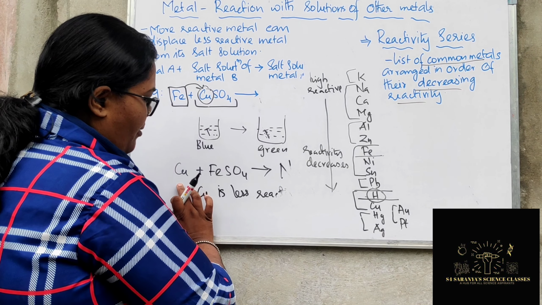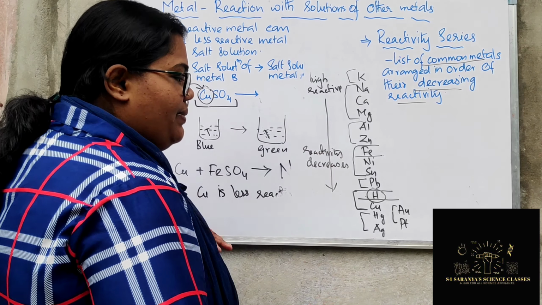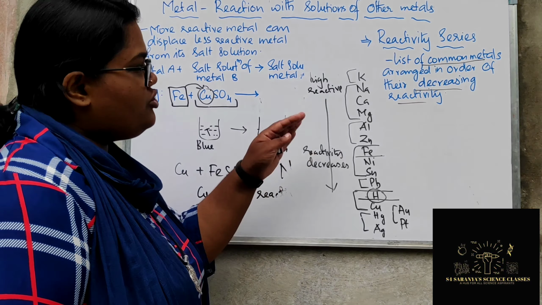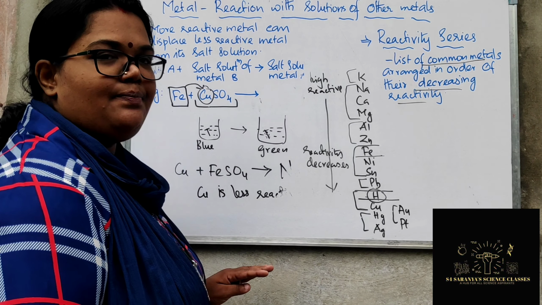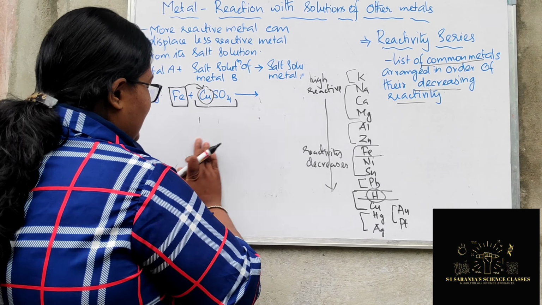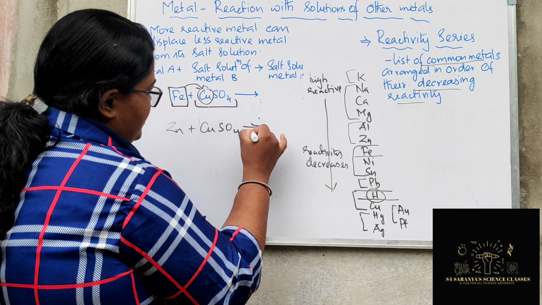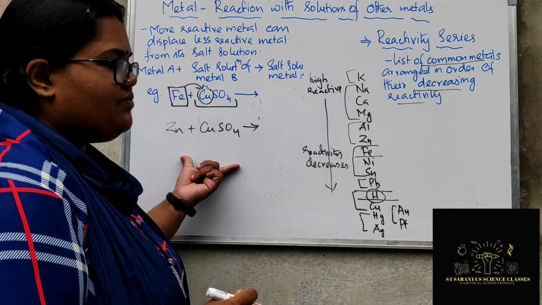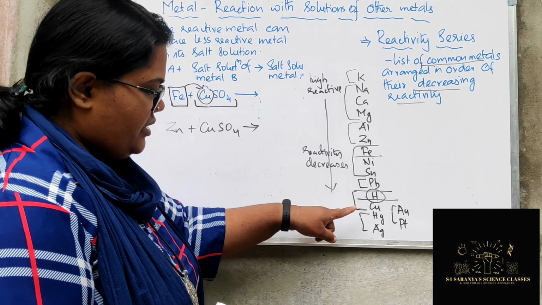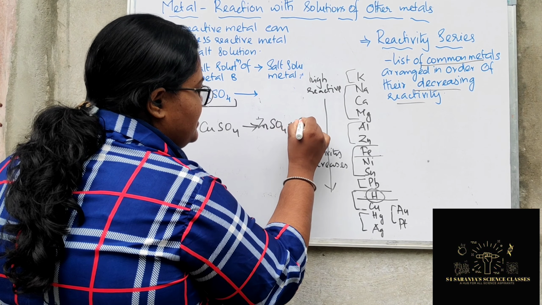Now here you can check copper and iron sulfate. Copper is on the lower side and iron on the upper side, so obviously it cannot be displaced. So you can remember that easily. If you learn the reactivity series, you can do single displacement reactions very easily. If I give another solution, for example Zn plus CuSO4, what will the reaction be? Will a single displacement reaction occur or not? Check the position: zinc is above copper, so it can displace. So ZnSO4 plus Cu.